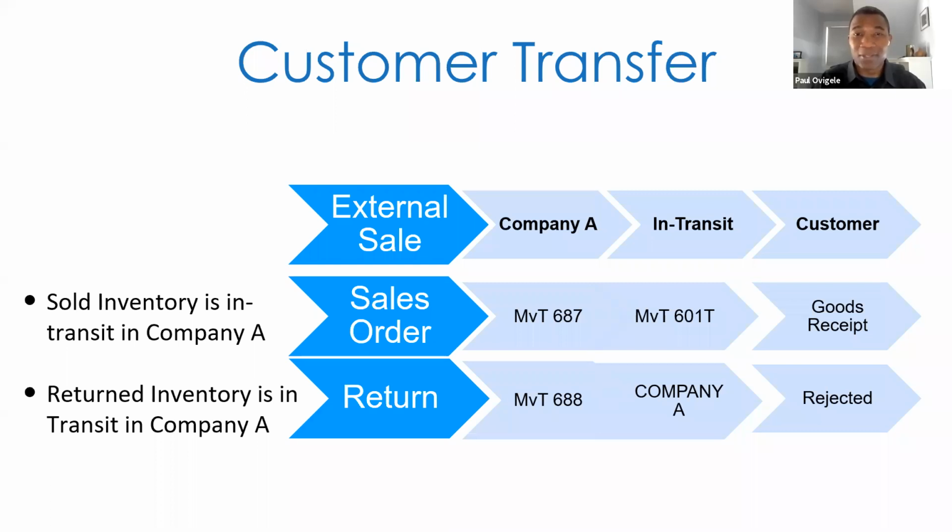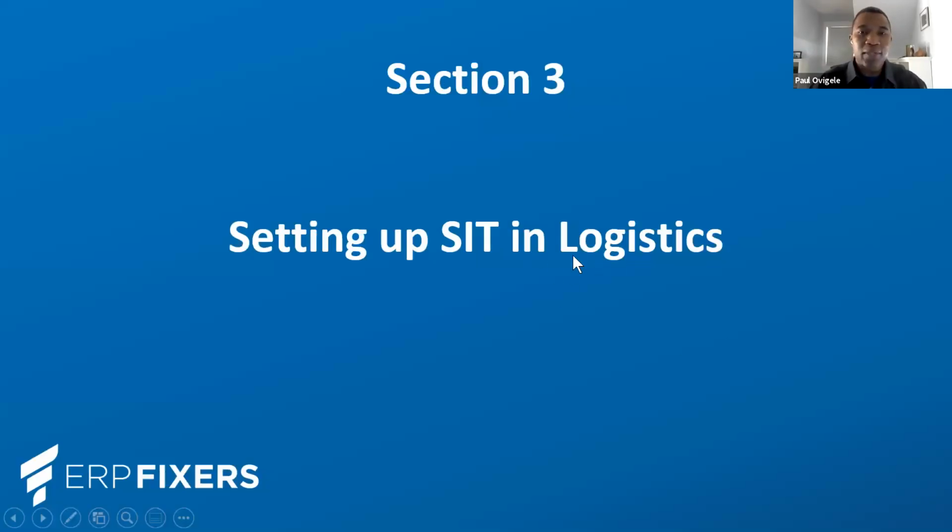But this actually, you could do this instead, right? Because only when you bill will COPA be updated, and that's also when your cost of sales will be recorded into the general ledger. Right, so how do we set this up? In the logistics module, how do you set up SIT?